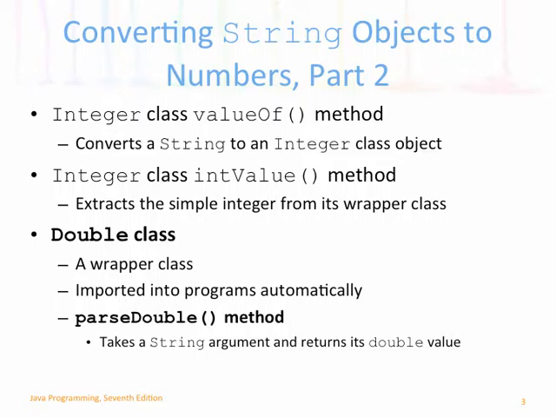The Double class does everything that Integer does except with floating point numbers, and the parseInt method inside the Double class is called parseDouble.